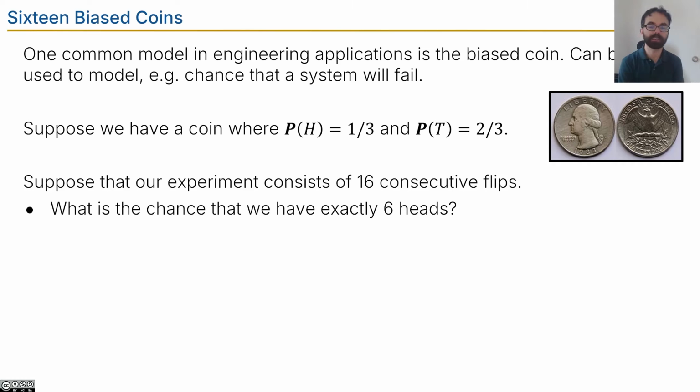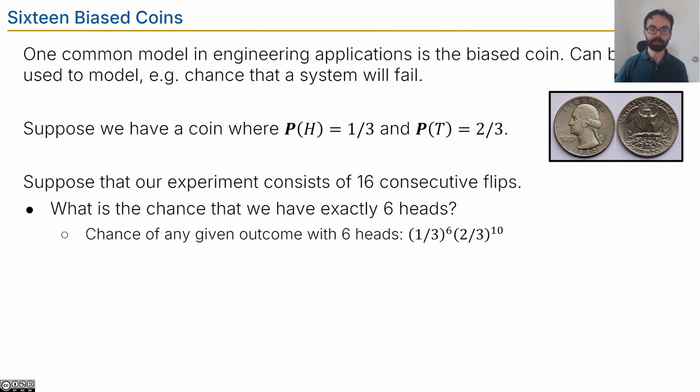So then what's the chance we have exactly 6 heads? Here's again where I encourage you to pause before I give you my solution. So there's 2 things you have to do. One is figure out what is the probability of any of those sample points. They're all going to have the same probability. The other one is how many of the sample points have exactly 6 heads. So first, the chance of any particular sample point with 6 heads, that's just going to be 1/3 to the 6th times 2/3 to the 10th. And the reason is you have to follow 6 heads lines and 10 tails lines.